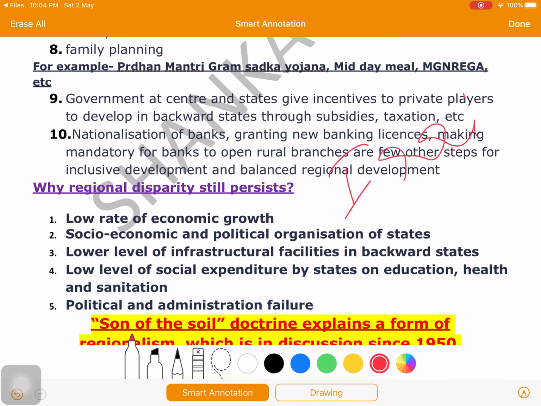And hence, even though the government of India is coming up with various schemes with the intention of the welfare of the states, why does regional disparity still exist in India? We need to understand the reasons behind this. And among those reasons, the first one is the low rate of economic growth.